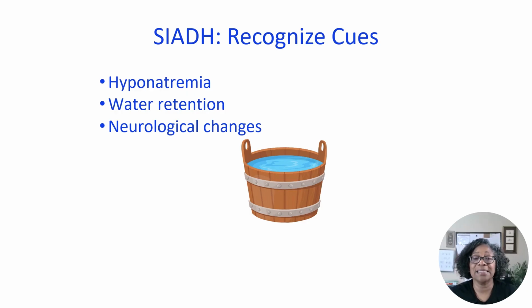So this patient has SIADH, and based on the cues that you recognize, you'll see that the body is retaining too much water. You notice that there's water retention. The patient is gaining weight. You'll notice neurological changes because of the low sodium, so the patient will start exhibiting confusion. And so you're going to say, hey, I recognize these things that are happening to my patient. So what else is going on?